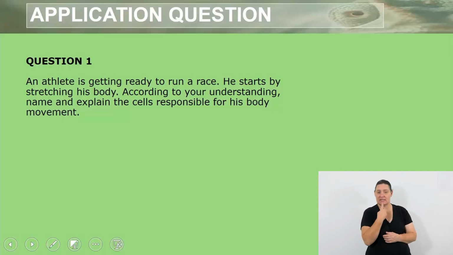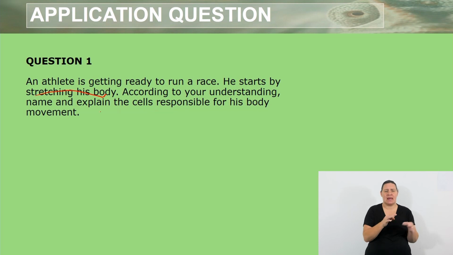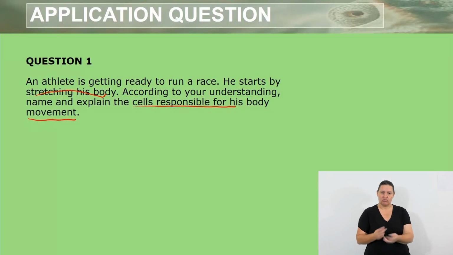Welcome back. So now we are going to look at our application question for this lesson. So our first application question says, an athlete is getting ready to run. He starts by stretching his body. According to your understanding, name and explain the cells responsible for his body movement. So what you need to know is what cells are responsible and also what these cells do to help this athlete in getting ready to start running.